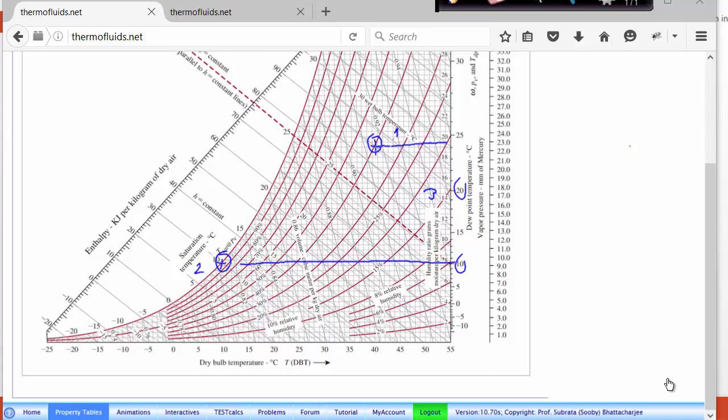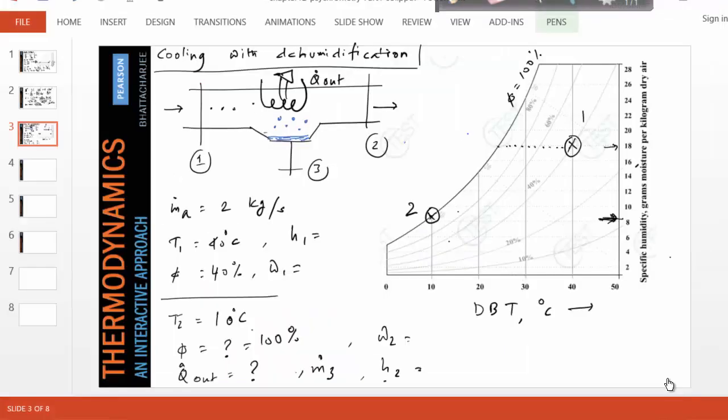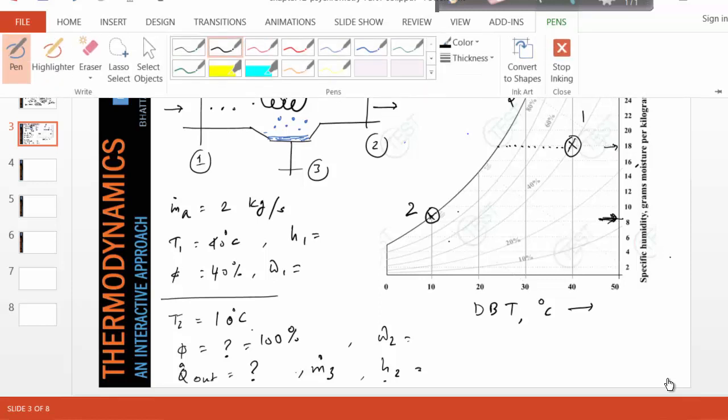And the enthalpies are picked up from here. You can see 30 approximately. Of course, you should use a ruler to find these numbers more accurately. So 90 and 30. So I'm picking up these values here, and I'll go back to the PowerPoint and write down these numbers.